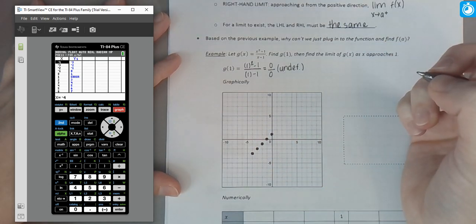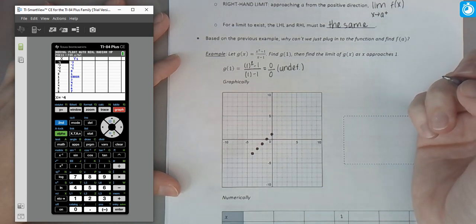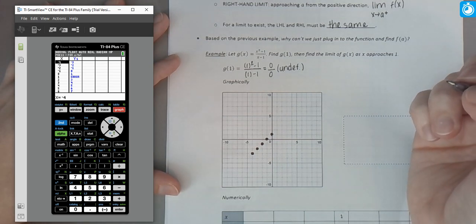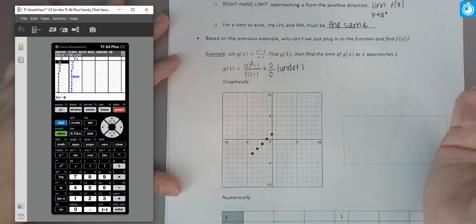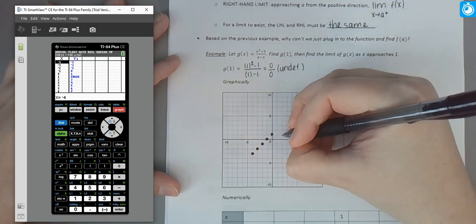And then when x equals 1, there's an error. That means there's somehow a gap in the graph. And that can mean one of two things. It means something very specific here. So let's skip over that, and then let's go on to the other side. So when x is 2, 1, 2, 3.